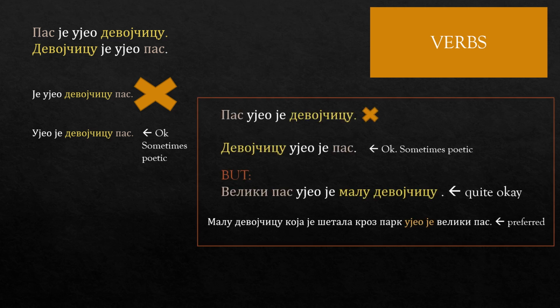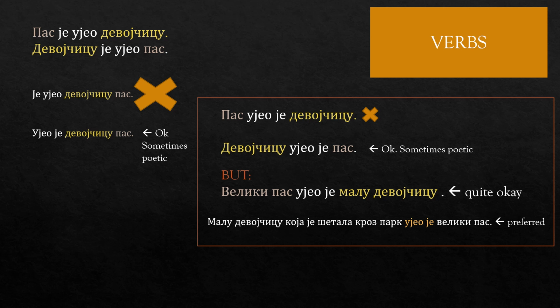Okay, but can we swap the places of the main and the auxiliary verb, even if they are not in the beginning of the sentence? If you take the simple sentence, pas je ujeo devojčicu, the answer is no. You cannot say pas ujeo je devojčicu. You can omit the subject though and say ujeo je devojčicu, and that's okay. It's just not equally informative.